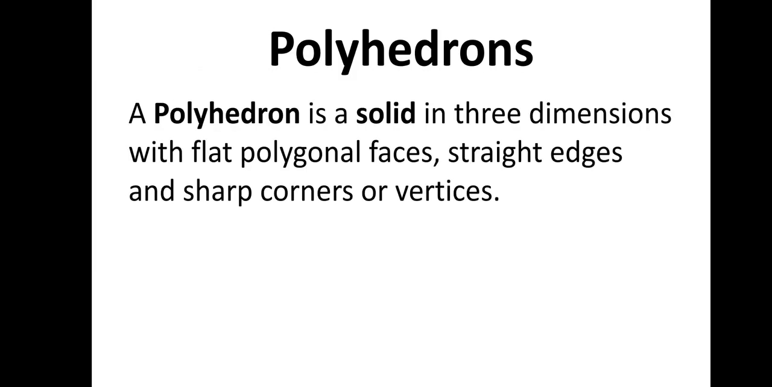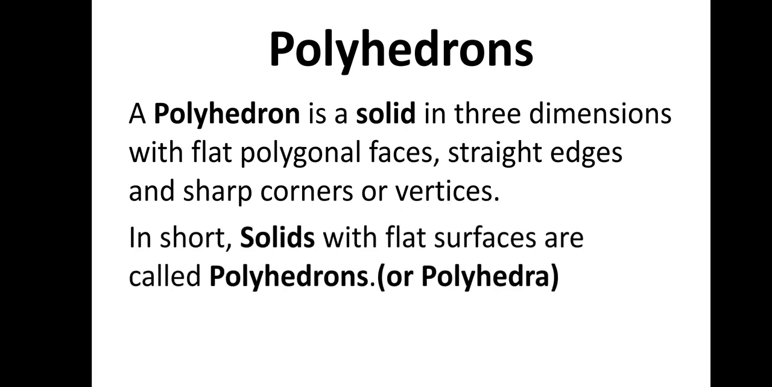Coming to polyhedrons now. So what are polyhedrons? A polyhedron is a solid in 3 dimensions with flat polygonal faces, straight edges and sharp corners or vertices. Basically, this is a solid in 3 dimensions, and as we are supposed to deal with 3D objects only, with flat polygonal faces, and straight edges and sharp corners or vertices. In short, or in layman's language, we can say solids with flat surfaces are called polyhedrons, or they are also known as polyhedra. So, the solids which are having flat surfaces are called polyhedrons or polyhedra.